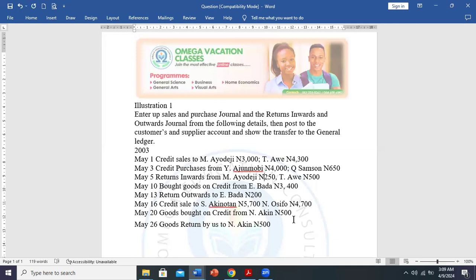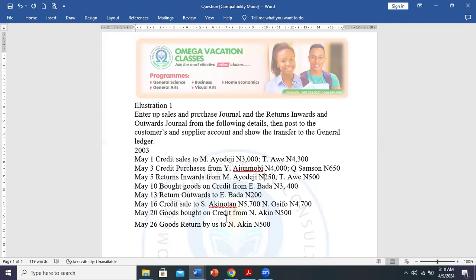Okay. So having read the question, I think you get the impression that the transactions are self-labeled. Some of them are credit sales, some of them are credit purchases, some of them are return inwards, some of them are return outwards. So it gives you a clue as to which books to record them in appropriately, right? So make sure that you don't mix them up, number one.